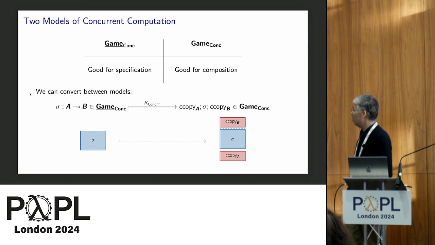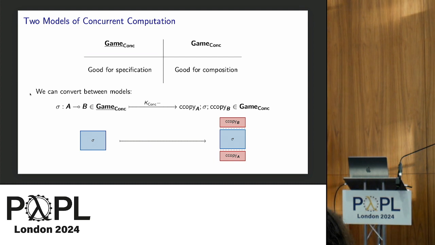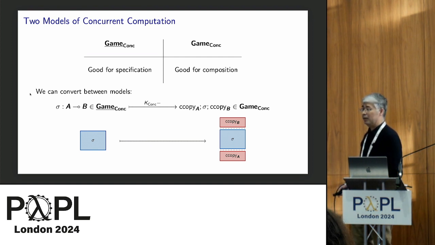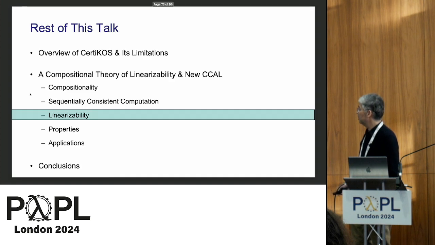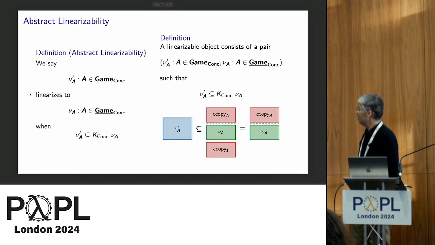And now we basically have 2 models of computation. One is the semi-category game underscore conc, and another is the full category game conc. And one is good for composition, and one is good for specifications. And we can define a functor called k-conc, which takes any element from the semi-category to the full category by just adding copycat in the front. So that's what linearizability is.